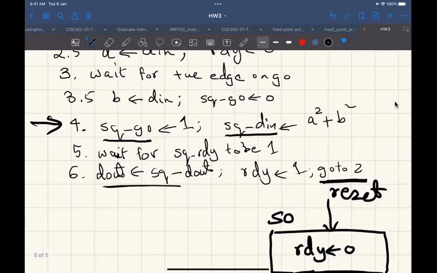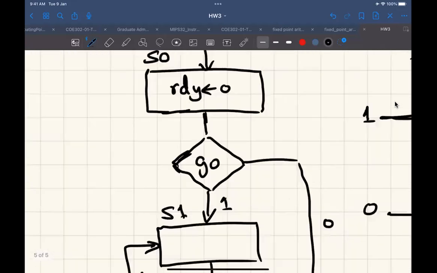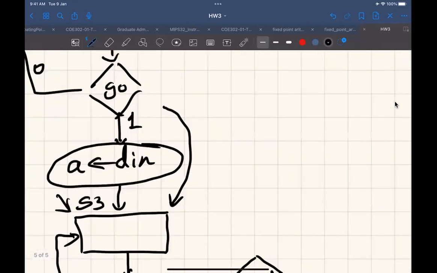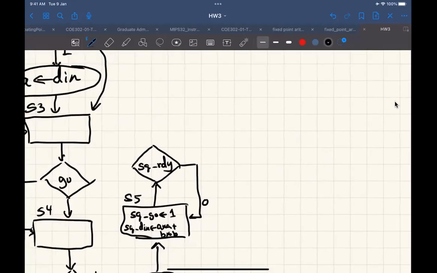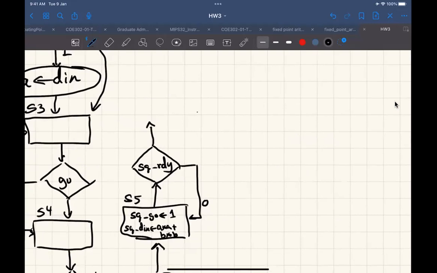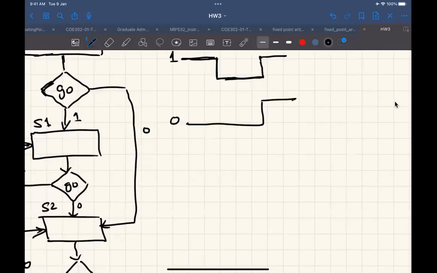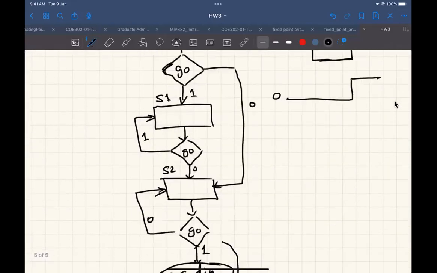Basically, my D out, what is that? Sorry for that. My D out, the Mealy assignment. D out is what? Square root D out. Yeah. All right, and what? My ready as well is 1, yeah? Isn't it? My ready is 1, and then where do I go next?